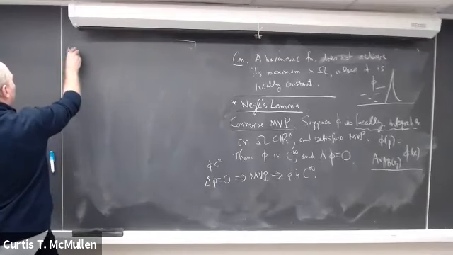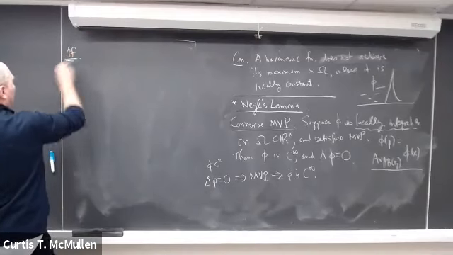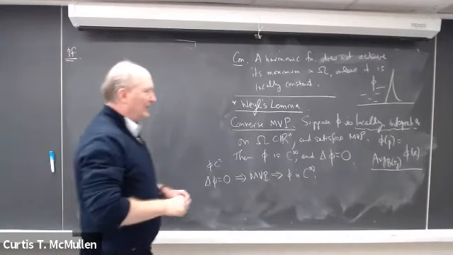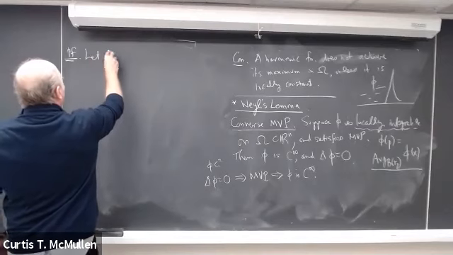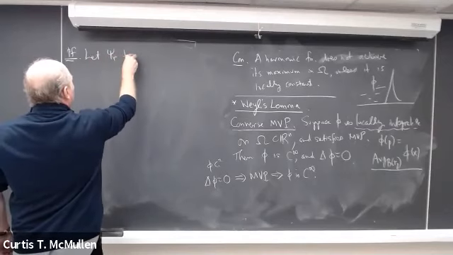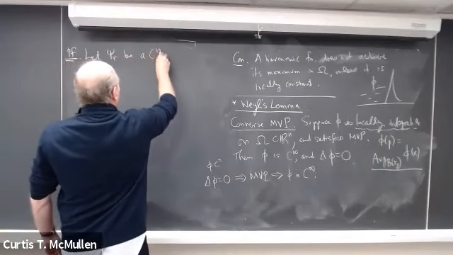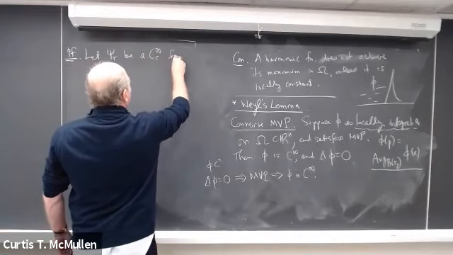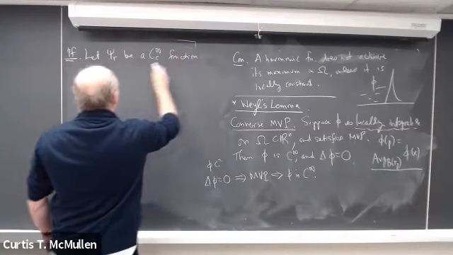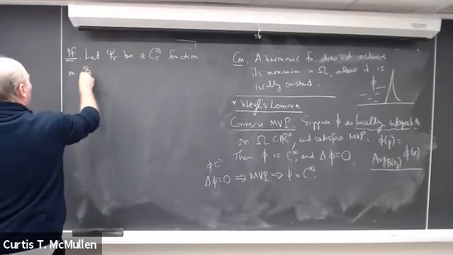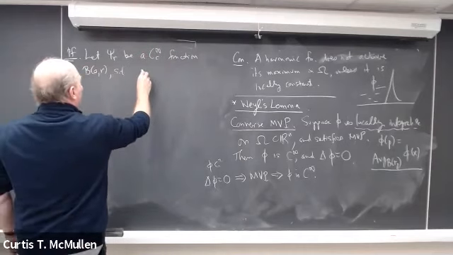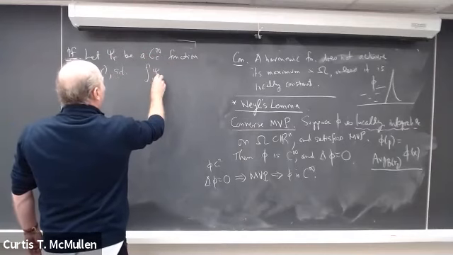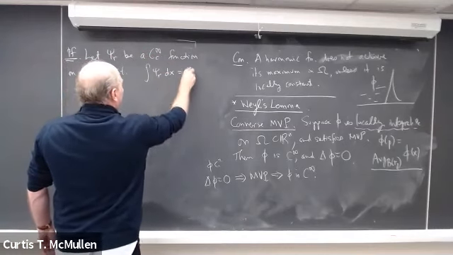So the proof is very beautiful and simple. It works like this. Let C_r be a C infinity compactly supported function on the ball around the origin of radius r, such that the integral of C_r dx is equal to 1.